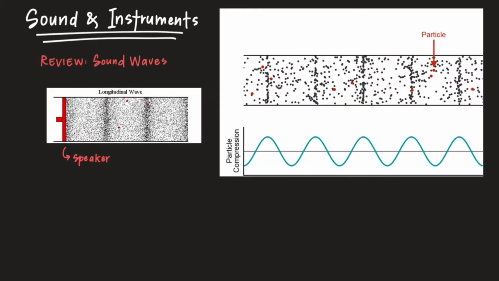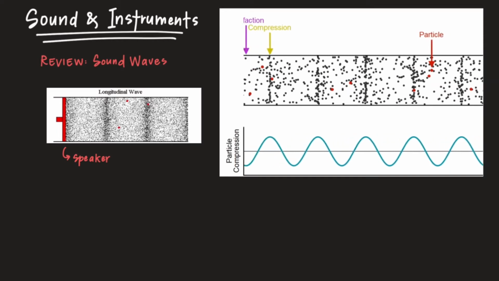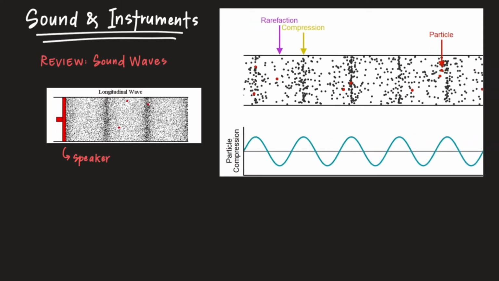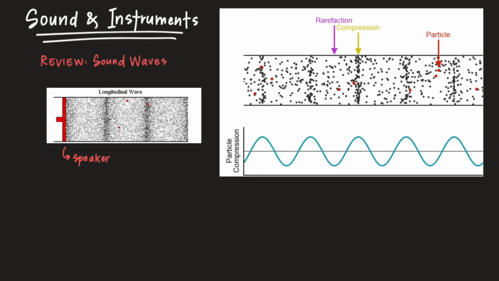So sound waves are longitudinal waves, which means that they propagate parallel to the medium, and this is kind of what it looks like with a speaker projecting those waves into air. So with a bigger picture here, you notice that the air particles aren't really moving that much, but the wave is still traveling to the right with those compressions and those rarefactions.